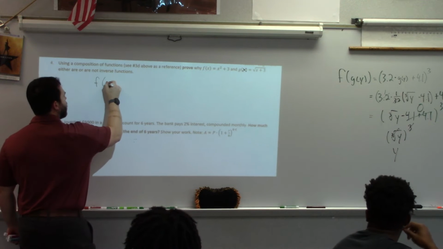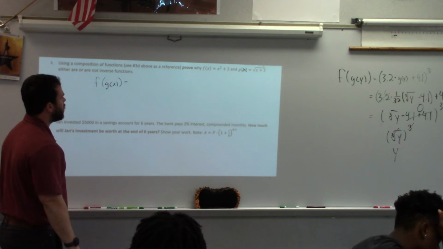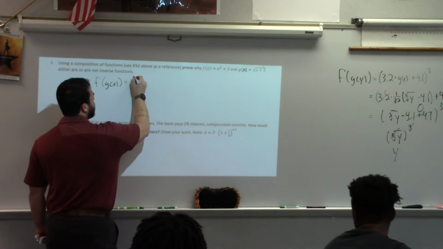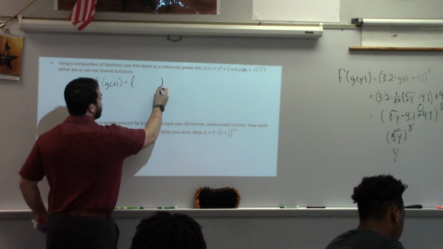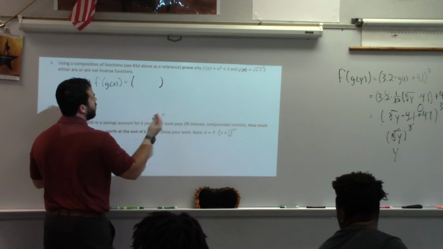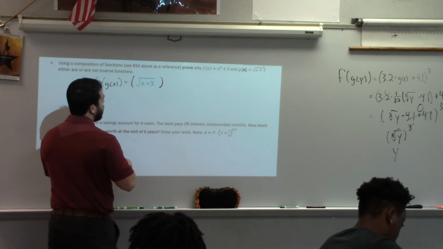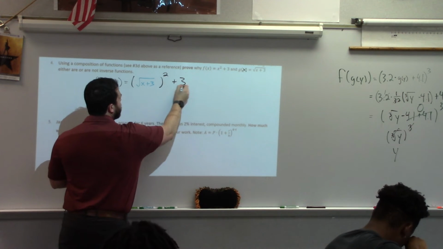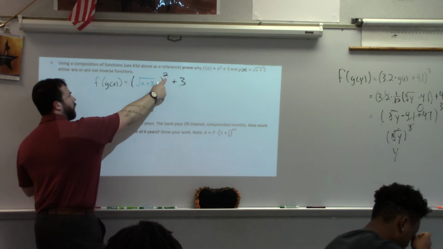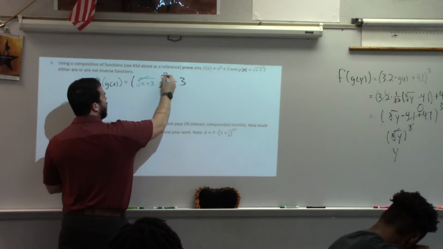So f of g of x, if I were to look at it that way, what's my input? G of x. So if I do that, right, I've got something squared, well, g of x squared. I'm just going to go ahead and put that in for the g of x, squared plus 3. Well, the square and the square root are right next to each other, so they're going to cancel out.